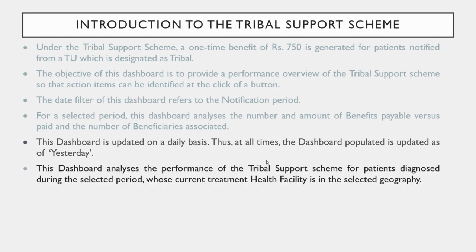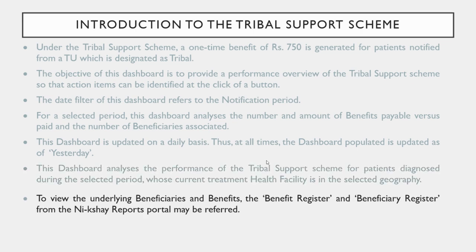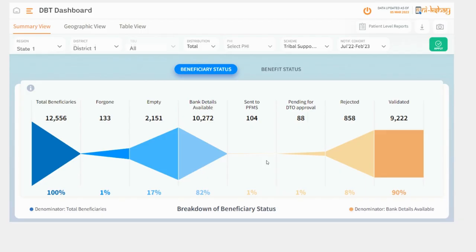This dashboard analyzes the performance of the Tribal Support Scheme for patients diagnosed during the selected period, whose current treatment health facility is in the selected geography. To view the underlying beneficiaries and benefits, the Benefit Register and Beneficiary Register from the NikshayReports portal may be referred. In the Tribal Support Scheme's summary view, two funnel charts are provided to provide a performance summary of beneficiary status and benefit status.